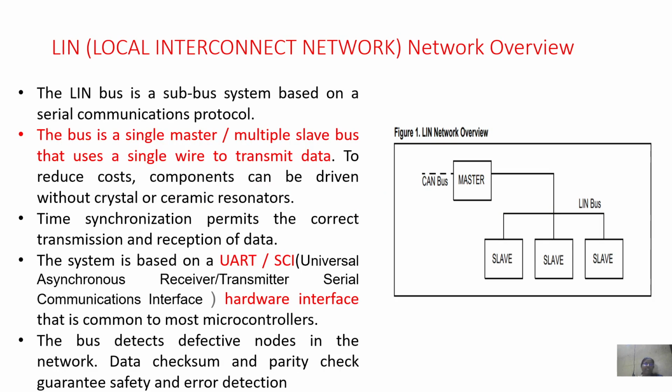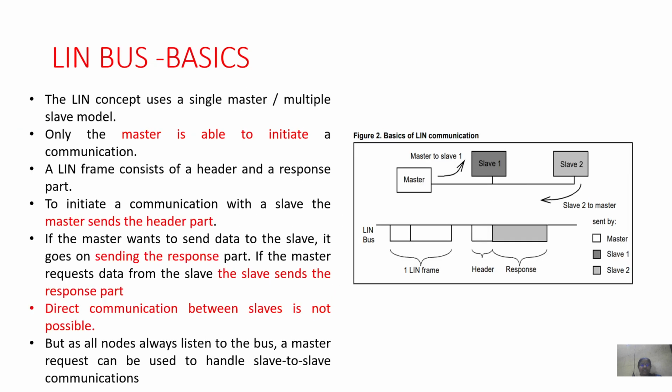So the LIN bus is a subsystem based on a serial communication protocol. Based upon the master-slave principle, it uses a single wire to transmit the data. So this is a LIN network overview. To detect defective nodes, data checksum and parity check guarantee the safety and error detection.